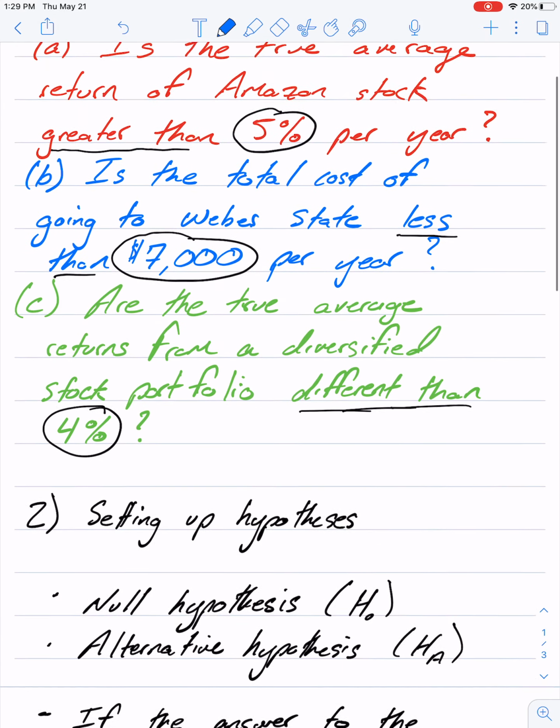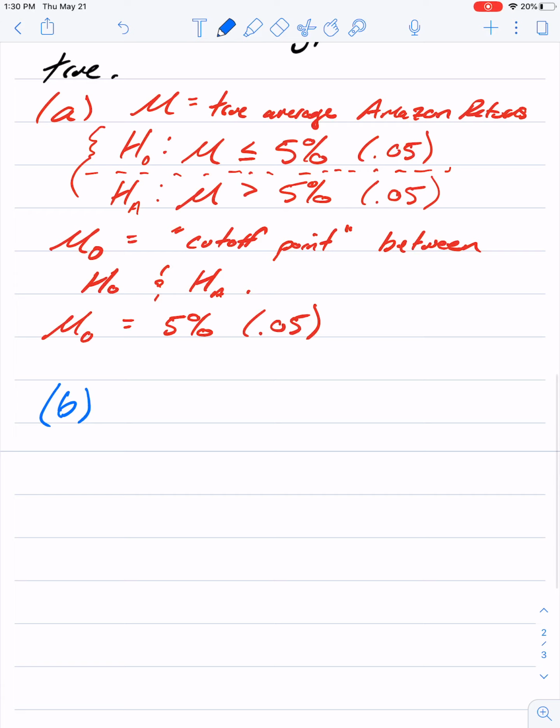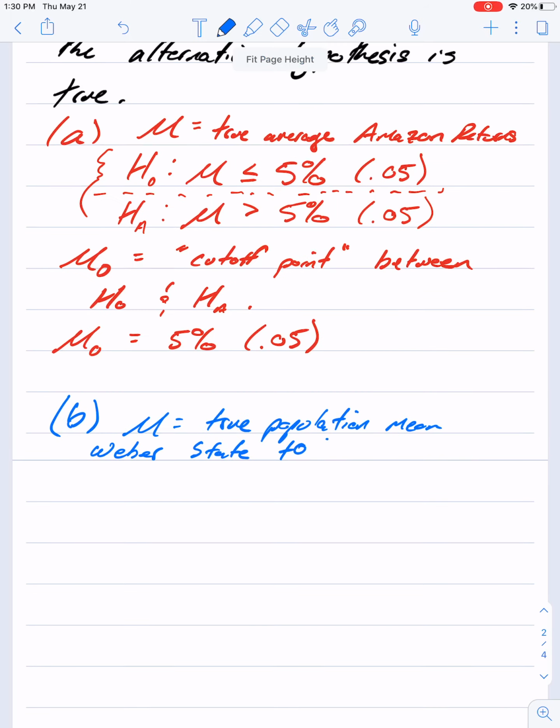In that question, mu is going to be true Weber State tuition, because that's the quantity we're asking about. So mu equals true population. I kind of bounce back and forth between saying true average and population average. Those mean the same thing, as you know, right? True population mean. Weber State total cost, actually. Total cost. So we've defined our mu.